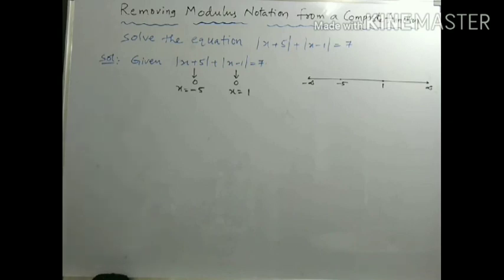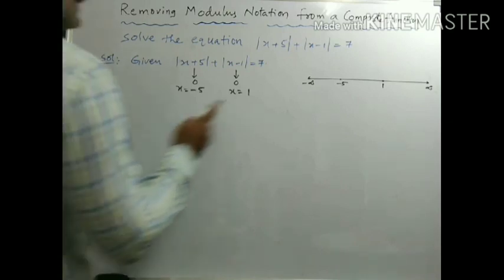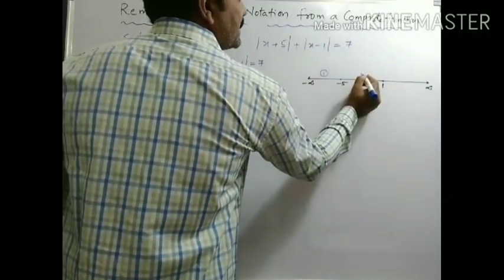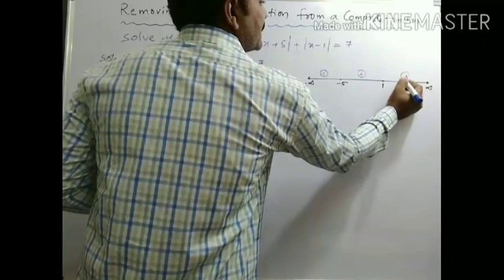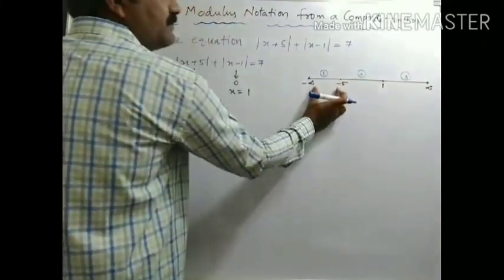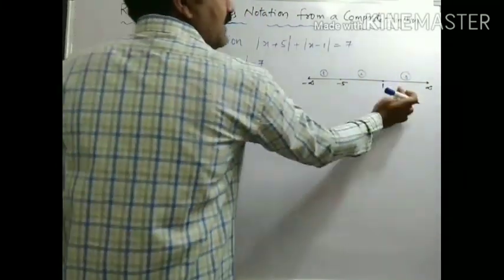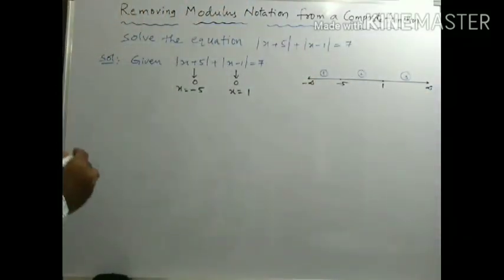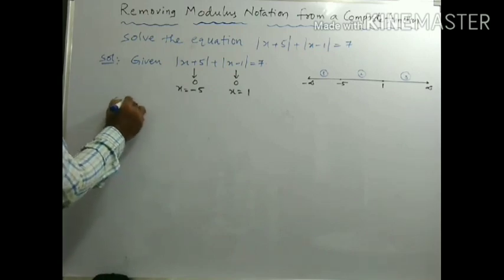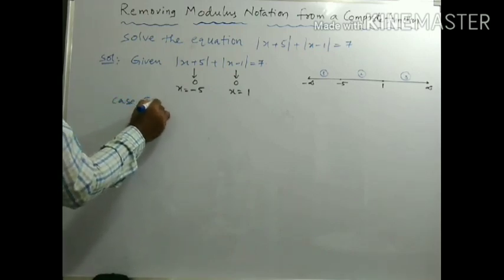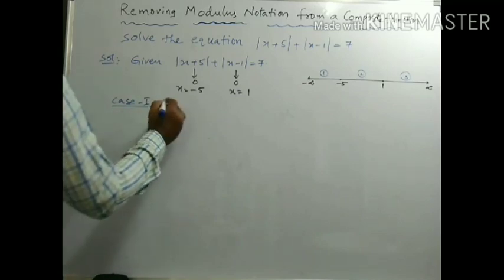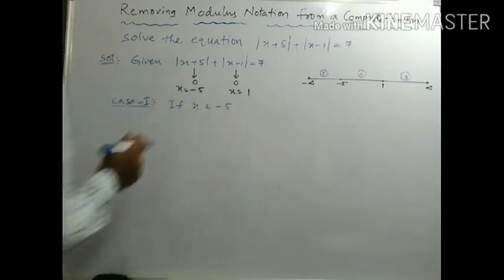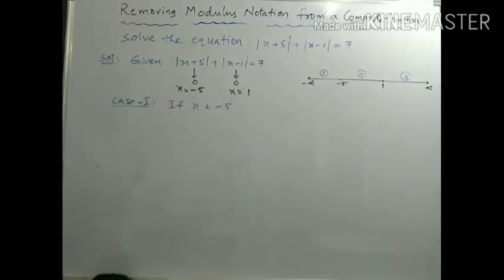So what is case 1? This is case 1, this is case 2, and finally this is case 3. I mean all values when x is less than minus 5, when x is greater than 1, and when x lies between minus 5 and 1. So coming to case 1, that is if x is less than minus 5.